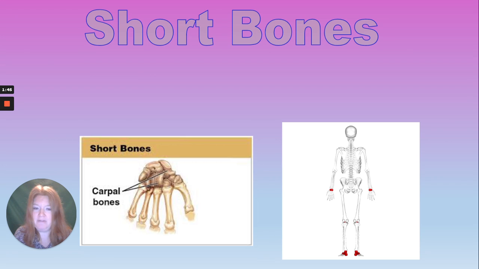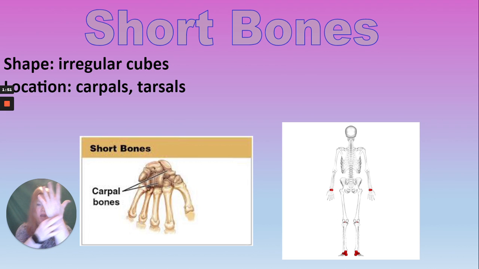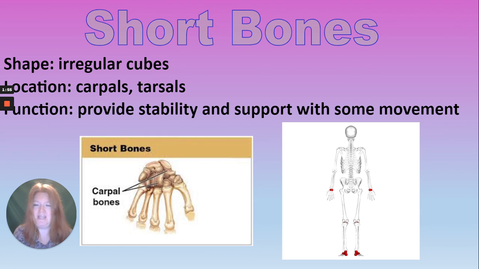And then we have short bones. Short bones are irregular cubes. The location are in your carpals, your wrist, and your tarsals, your feet. And they provide some stability, but also allowing movement. Okay, it's stability with movement.